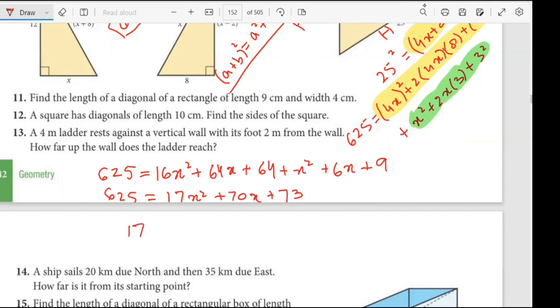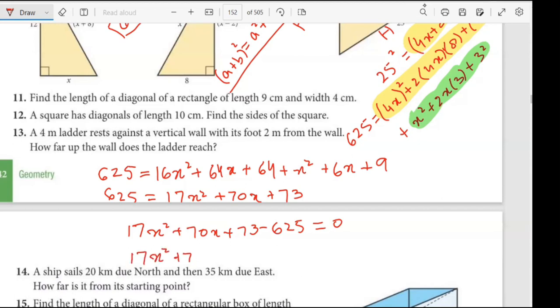So it will be 17x square plus 70x plus 73 minus 625 is equal to 0, because on the other side it remains 0. Either you will write on the left side or at the right side, both will be the same. 73 minus 625, what will it be?